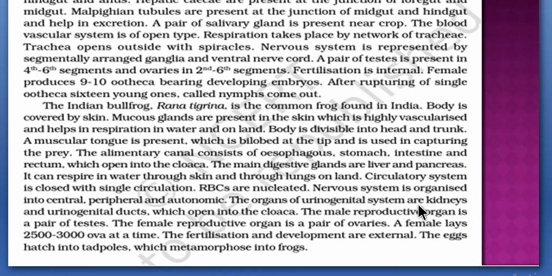The organs of urinogenital system are kidneys and urinogenital ducts, which open into the cloaca. The male reproductive organ is a pair of testes. The female reproductive organ is a pair of ovaries. A female lays 500 to 3000 ova at a time. The fertilization and development are external. The eggs hatch into tadpoles, which metamorphose into frogs.